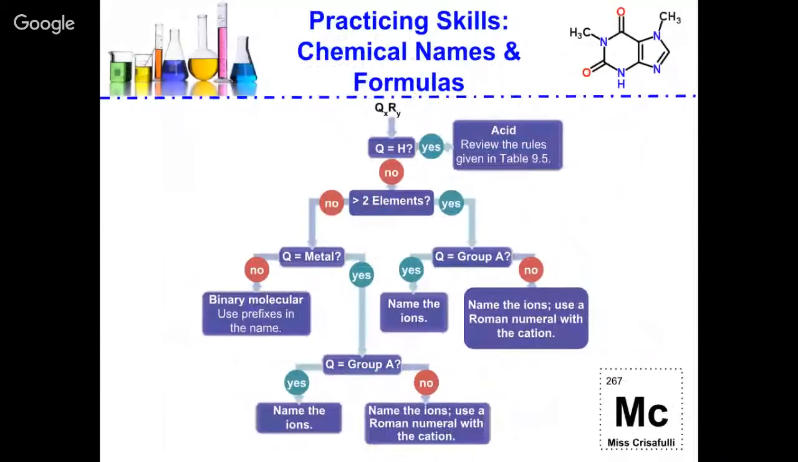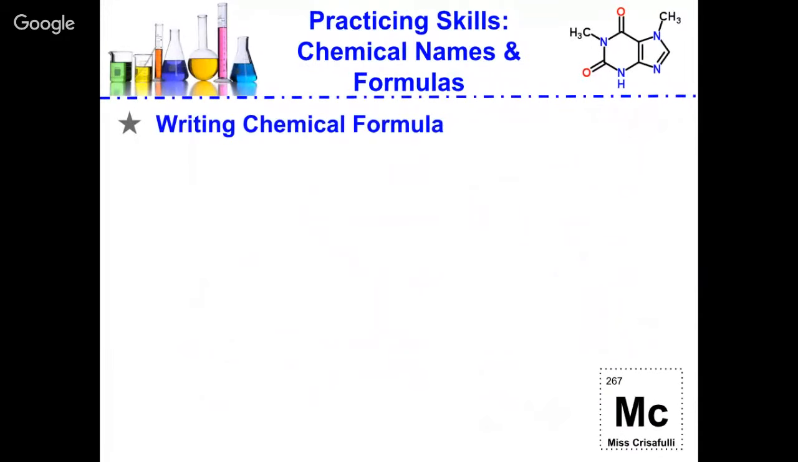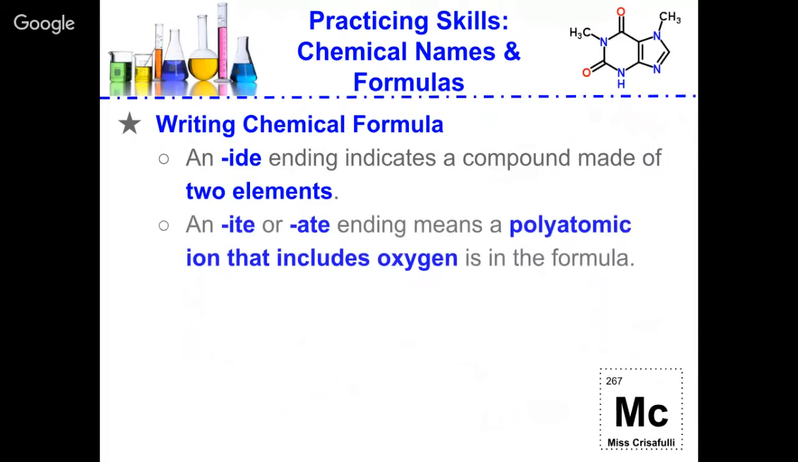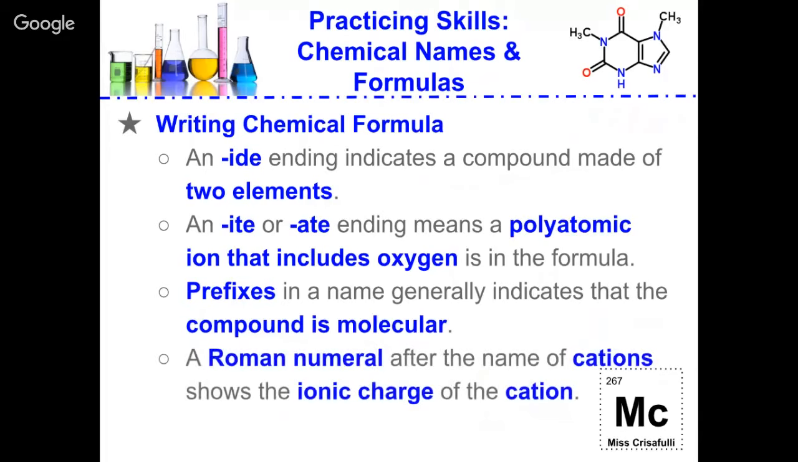Look at this flow chart, and write this down in your notes because it will help you decipher which naming rules to follow. Then for writing chemical formulas, if a name ends in -ide, it indicates that the compound is made of two elements. If it's -ite or -ate, that means you have a polyatomic ion that includes oxygen somewhere. If you have prefixes, that indicates your compound is molecular, meaning you have two nonmetals. And remember, you need to use Roman numerals after your cations to show the ionic charge of that specific cation.